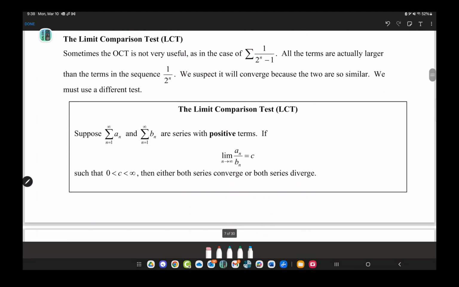Next for the LCT. Sometimes the OCT is not very useful, as in this case, 1 over 2 to the power of n minus 1. All terms are actually larger than the terms of the sequence of 1 over 2 to the n. We suspect it will converge because the two are so similar. All right, we must use a different test.